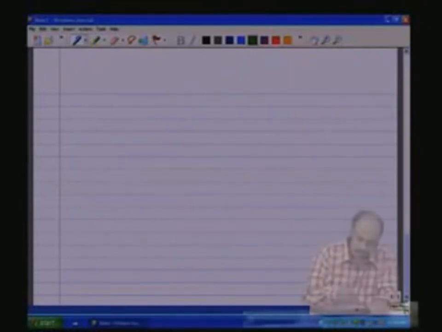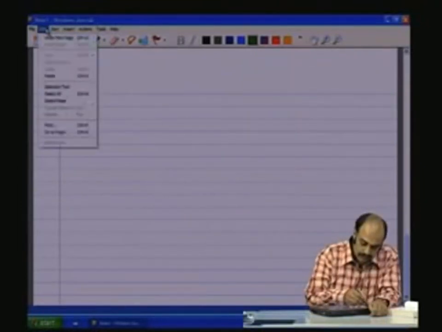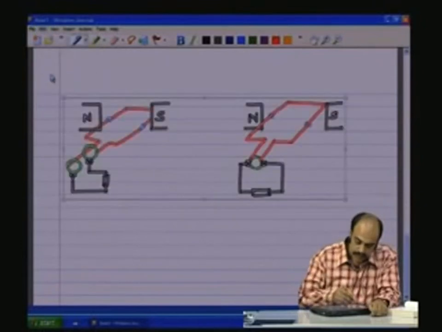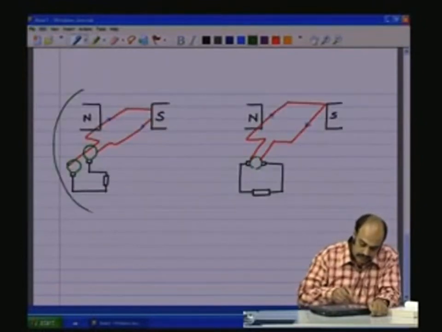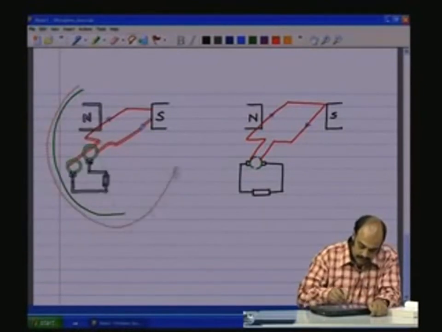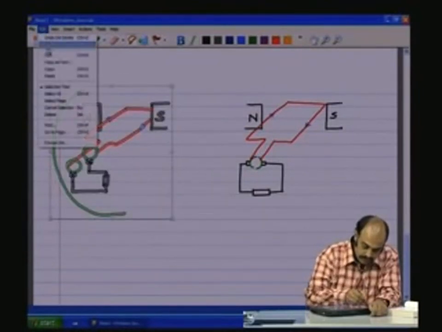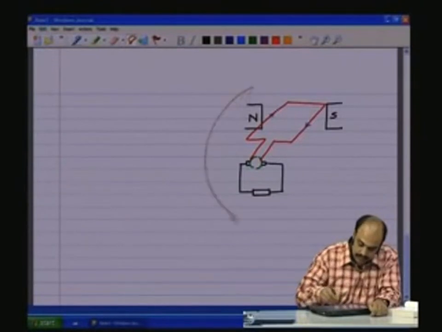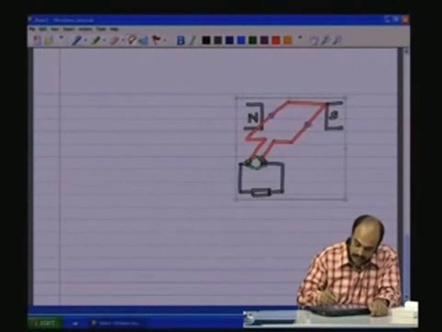So now let us consider the machine with the commutator as shown here.